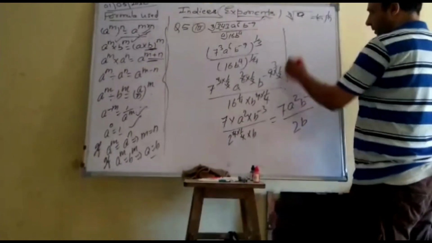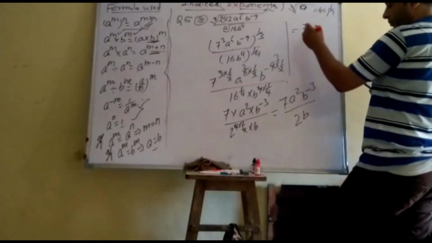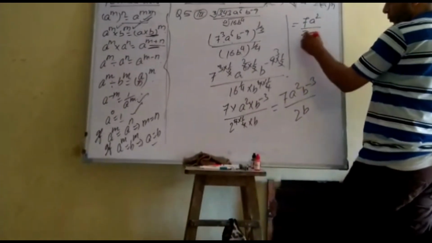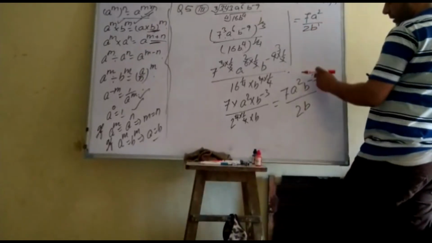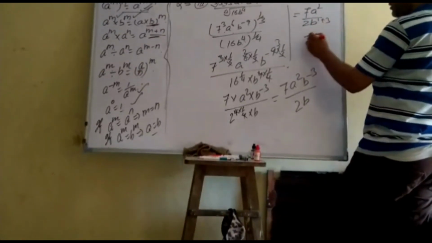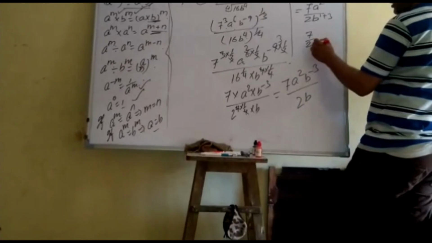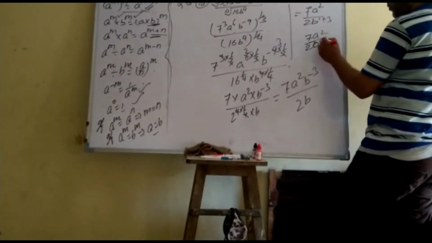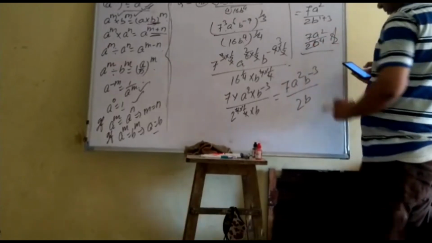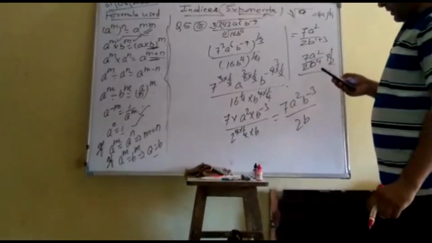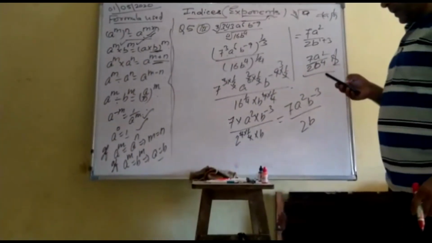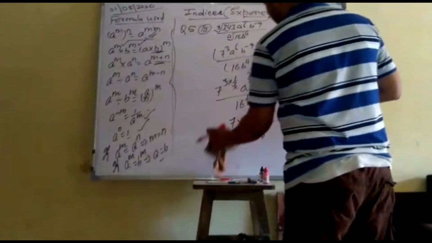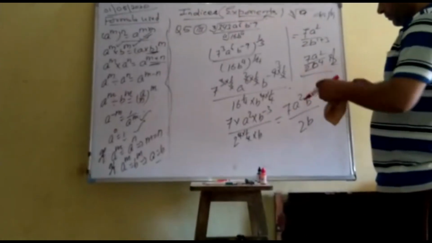So your answer will be 7 a square. Okay, 2b, the minus 3 will come down to plus 3. So 7 a square upon 2 b to the 4 is your answer. So these are the questions. On the basis of that you can try. Okay, one more, the fourth part, a little bit different question is there.